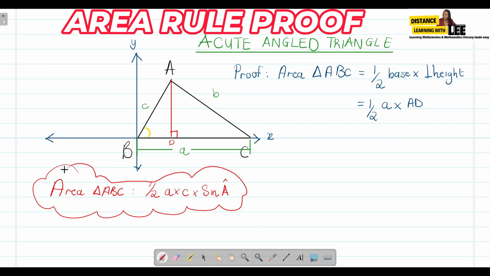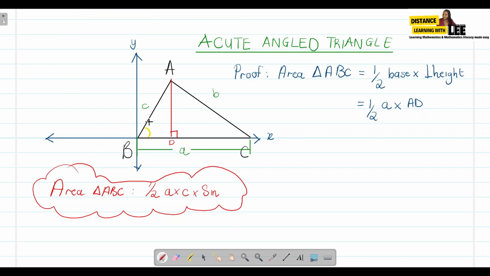To start off our proof, we already know that to calculate an area of a triangle, it's half base multiplied by perpendicular height. Then we draw a construction line from A going all the way down to side BC, and we label that perpendicular height AD, and then we substitute it. I made a mistake here: sine of the angle between the two known sides, which is B. Okay, that's fine.